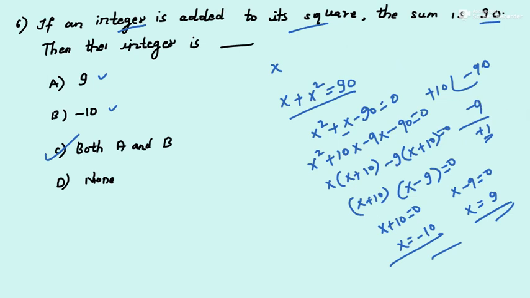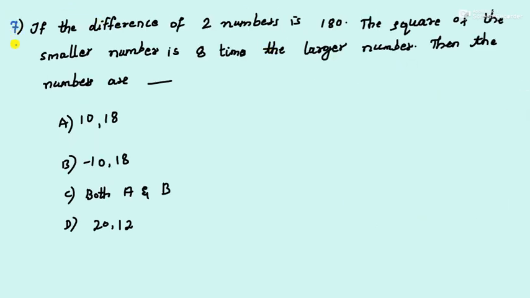Next, moving to question number 7. Okay, this is question number 7. Now the question is an interesting one. See, if the difference of two numbers is 180, difference means subtraction. Okay, if I say difference of 4 and 3, it means 4 minus 3. So difference of two numbers is 180. The square of the smaller number is 8 times the larger number, then the numbers are dash.